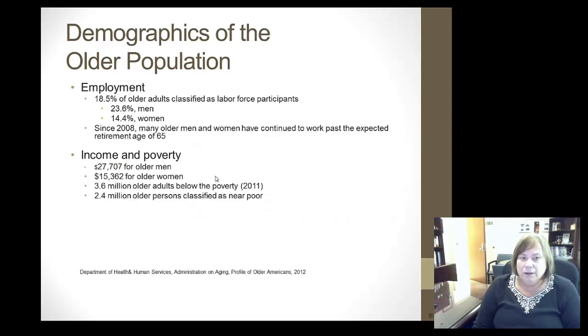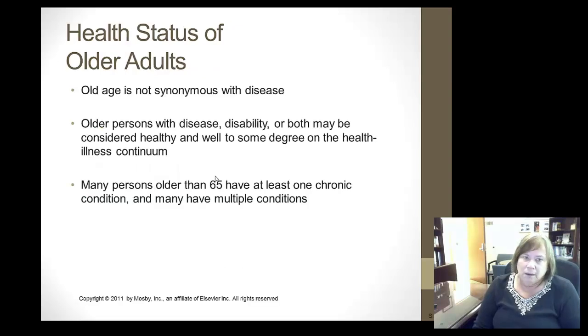A lot of older adults remain working after the expected retirement age of 65. And society and economic changes today have a great impact on the number of people who continue working. Here's a piece of information that is a key critical factor that you must understand in order to be successful in this course. Old age is not synonymous with disease. So when you think of an older adult, don't always think of an ill person.